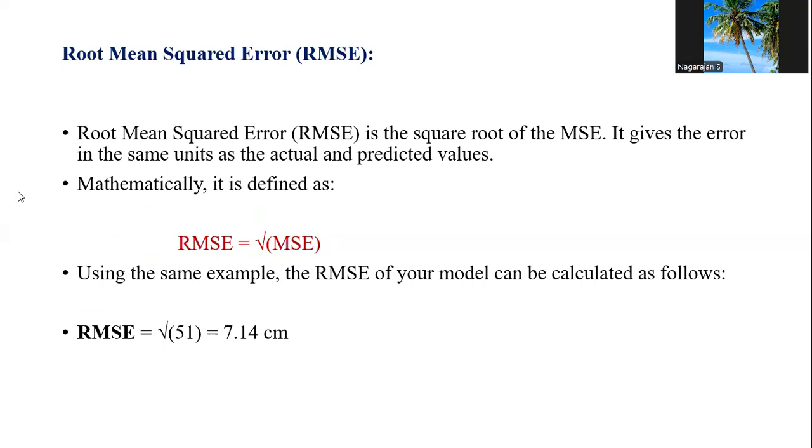It is defined as RMSE equals square root of MSE. Using the same example, we can calculate the model error like this. We may get the solution that RMSE is equal to root 51, or 7.14 centimeters. This is about what is meant by loss function and the types of loss function.